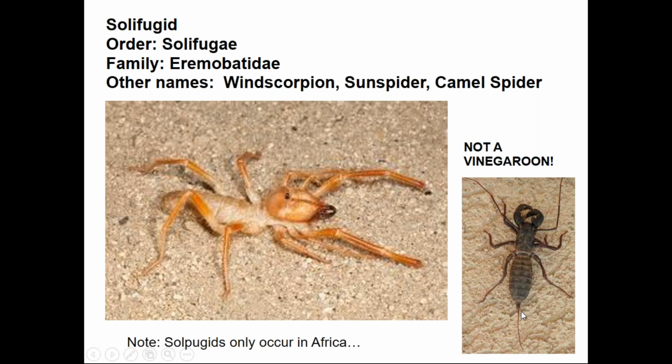Vinegaroons are also related to scorpions. They're called whip scorpions because their tail is like a little whip, has no stinger on it though. And if they are crushed, they smell like acetic acid or vinegar, and that's how they got the nickname vinegaroon. But they're essentially harmless.